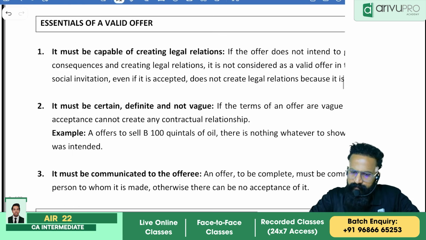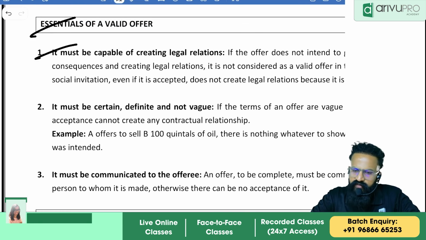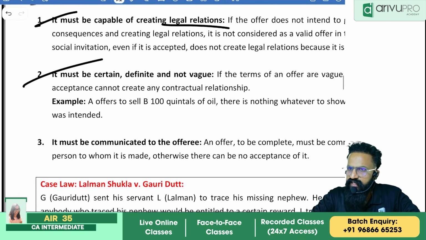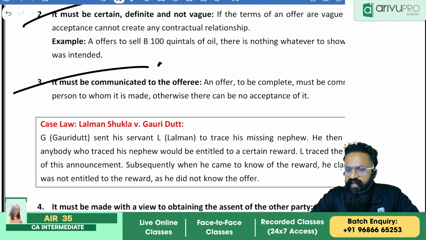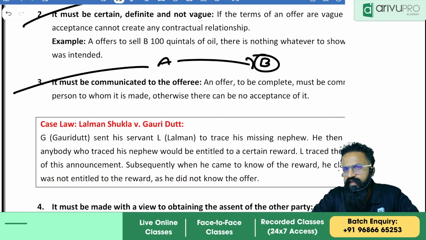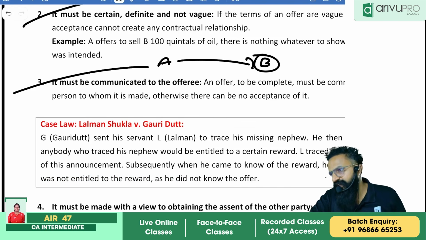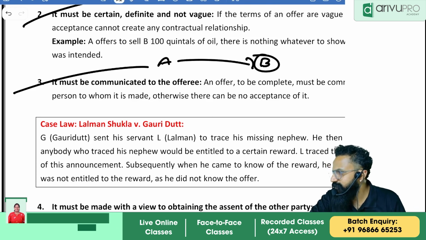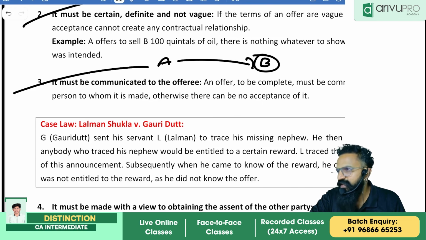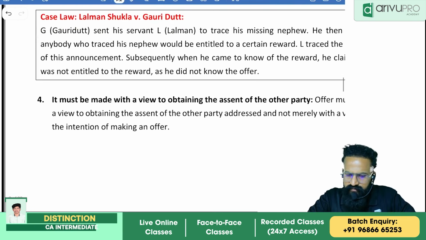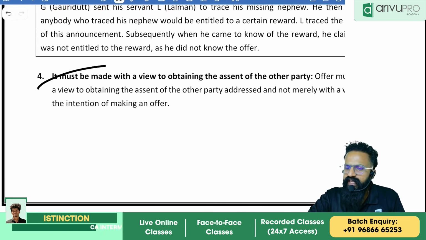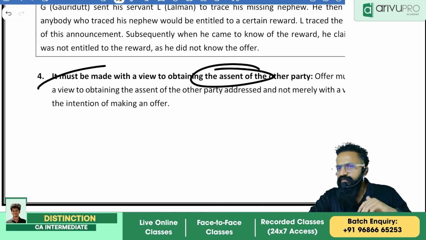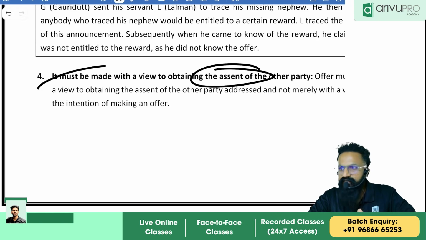Next one. Essentials of a valid offer. It must be capable of creating a legal relationship. It must be certain. It must be communicated to the offeree. A has to tell it to B. If it is not communicated, it is not a valid offer. Example, here we saw the case law Lalman Shukla versus Gauri Dutt. For counter offer, what is the case law? Hyde versus Wrench. It must be made with a view to obtaining the assent of the other party, meaning you should have a free will. If free will is not there, then the offer is considered not a valid offer.